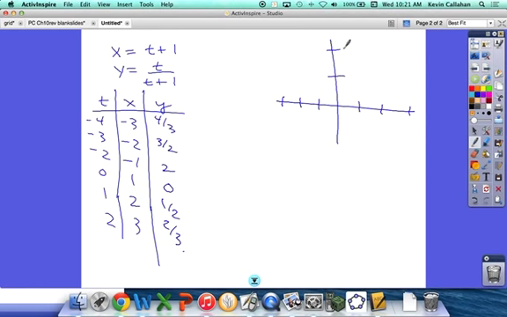Okay, so plot the points. -3, 4/3. -2, 3 halves. -1, 2. Okay, and then I jump down at 0. It's 1, 0. 2, 1/2. And 3, 2/3.